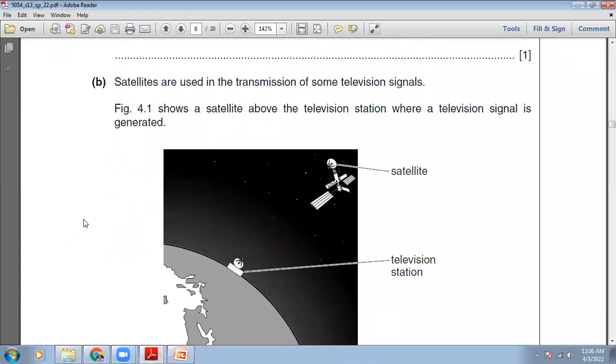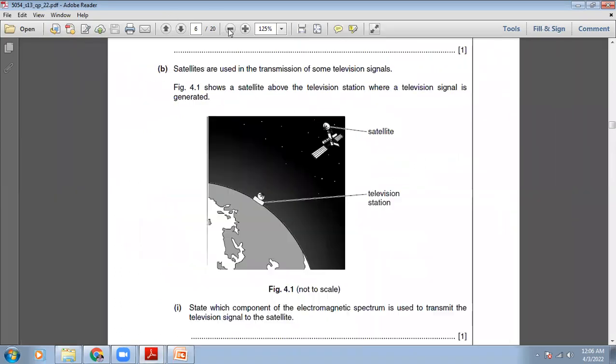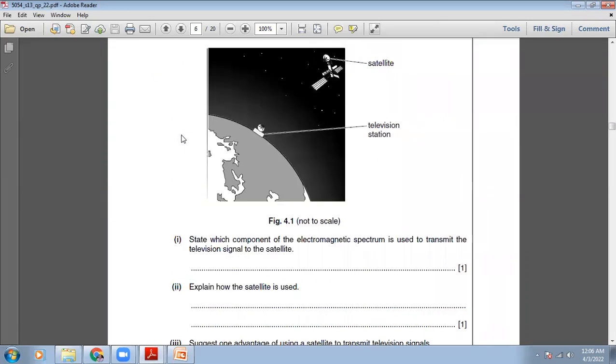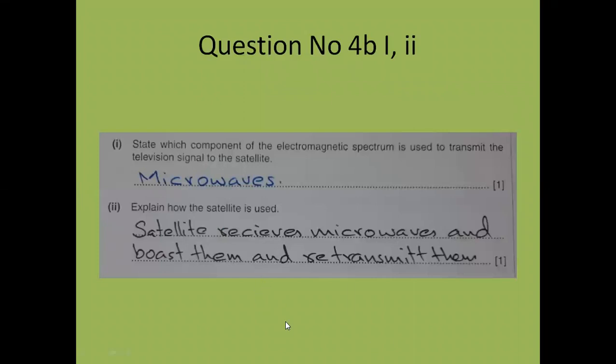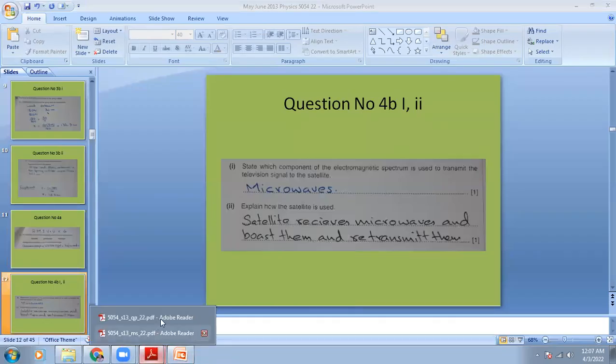Then satellites are used in the transmission of some television signals. Figure 10.4.1 shows a satellite above the television station where a television signal is generated. State which component of the electromagnetic spectrum is used to transmit the television signal to the satellite. We use microwaves for the satellite communication. So our answer will be microwaves. Okay, the next part.